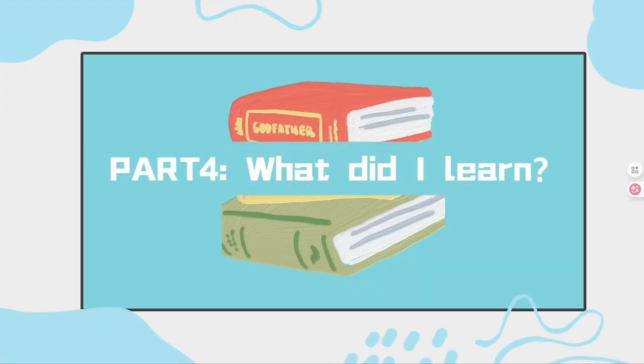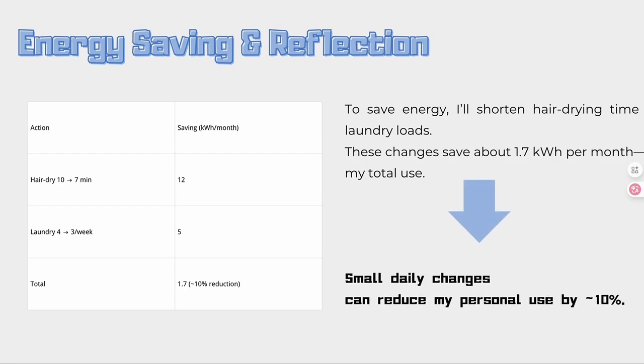Finally, here is what I learned from this project. From this project, I learned that my biggest energy users are the hairdryer, rice cooker, and washing machine, while my lamp, laptop, and toothbrush use very little energy. To save energy, I plan to make small, realistic changes. I'll reduce hairdryer time from 10 minutes to 7 and combine laundry loads instead of doing separate small ones. These two changes alone can save about 1.7 kilowatt hours per month, or around 10% of my total use.